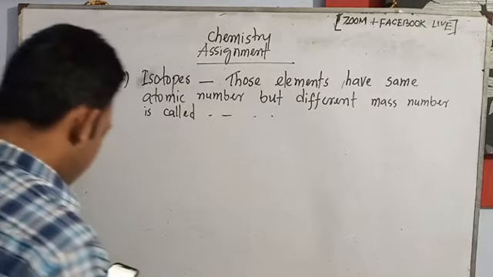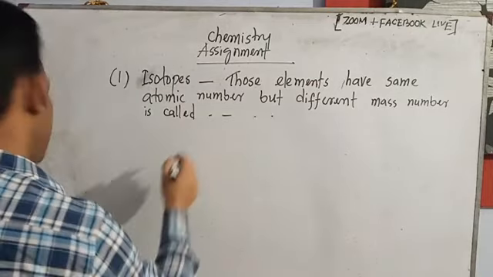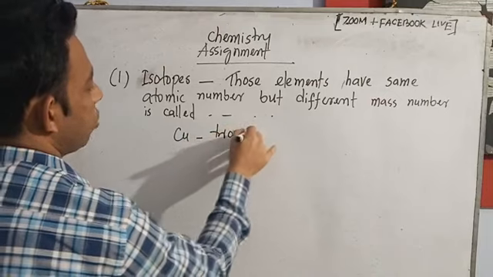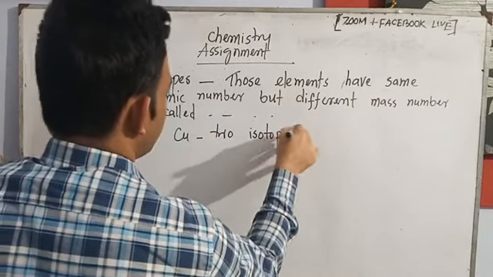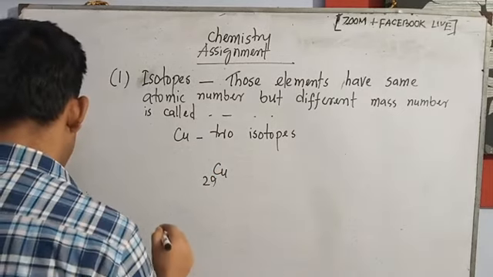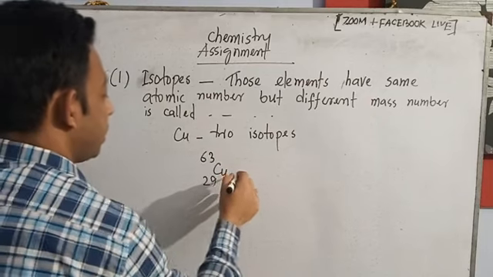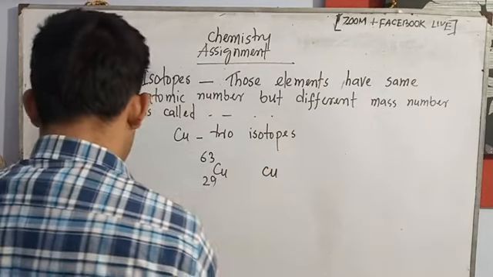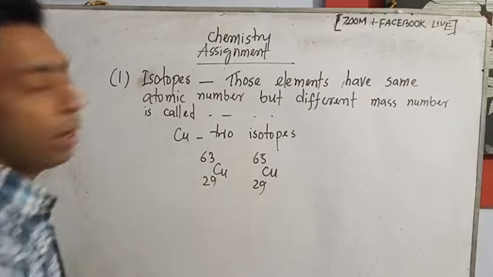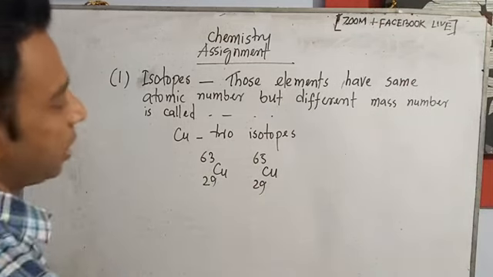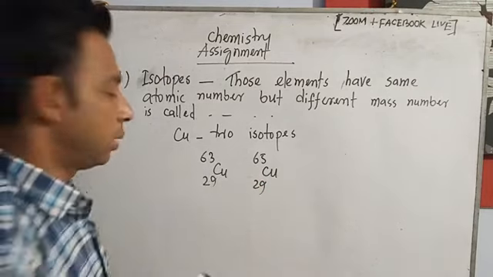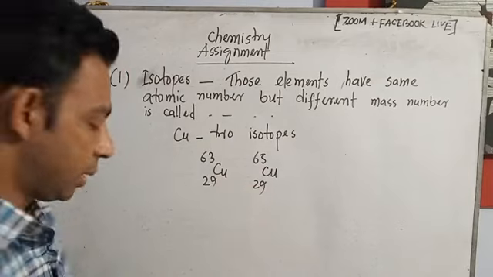Okay, by the way, the two isotopes in case of copper are given there. Copper has two isotopes. One is copper 29, 63, according to what is given in your assignment, and copper 29, 65. So look at here. This is the same atomic number but different mass number. So we can say this one and this one are isotopes of each other. Same atomic number but different mass number.